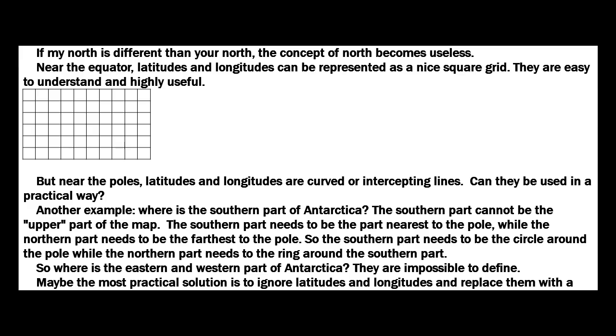Another example. Where is the southern part of Antarctica? The southern part cannot be the upper part of the map. The southern part needs to be the part nearest to the pole, while the northern part needs to be the farthest to the pole. So, the southern part needs to be the circle around the pole, while the northern part needs to be the ring around the southern part. So, where is the eastern and western part of Antarctica? They are impossible to define.